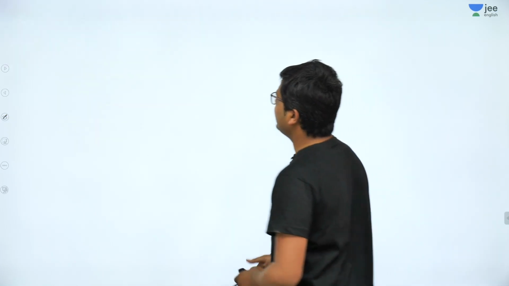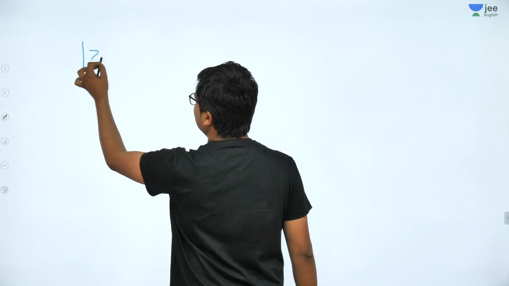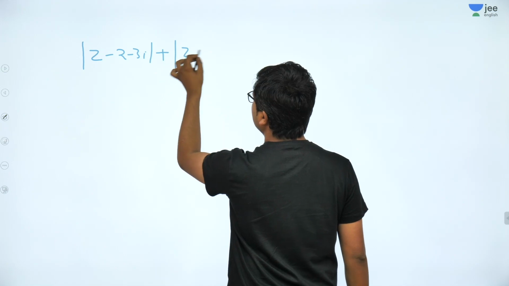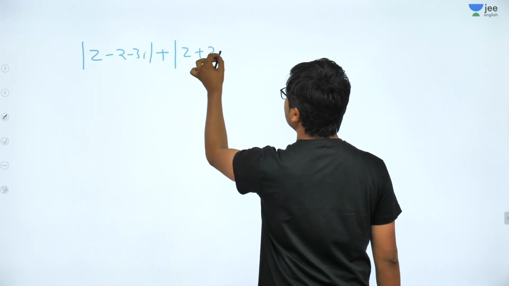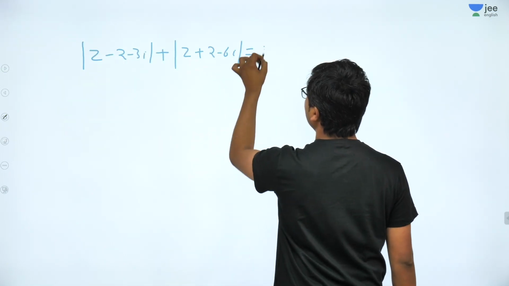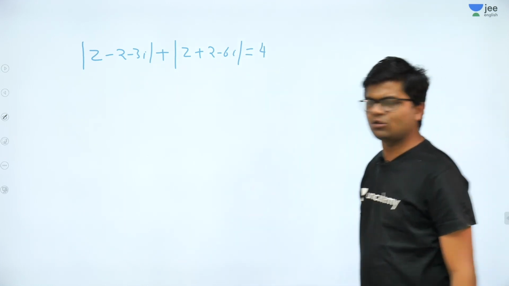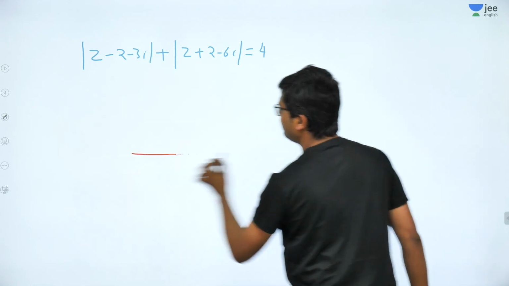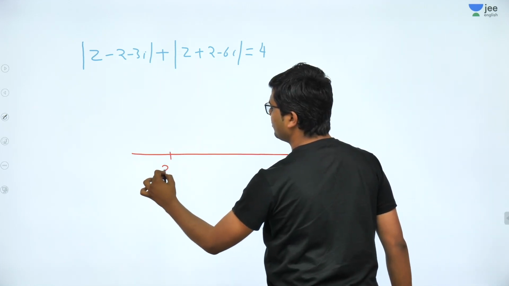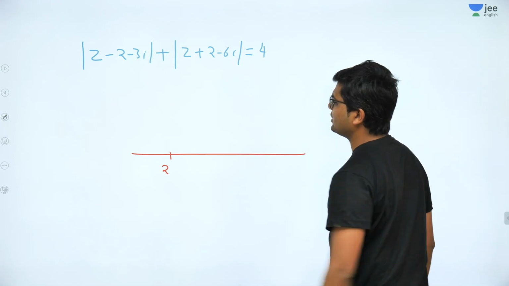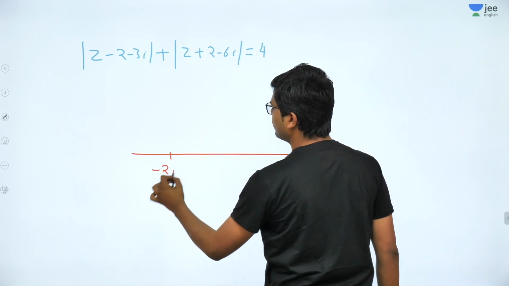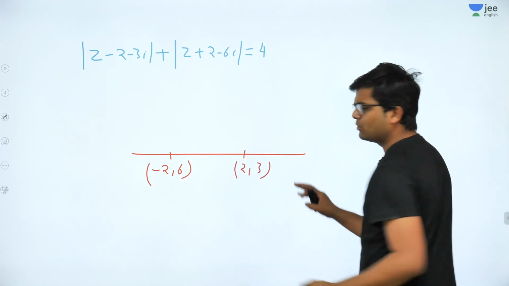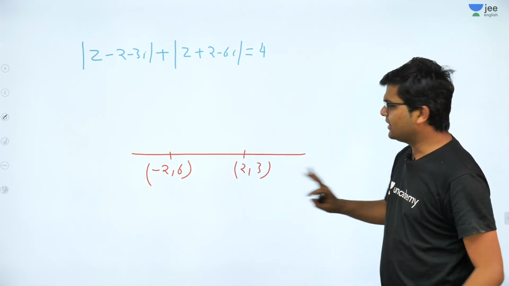So I am rewriting the equation: modulus of z minus 2 minus 3 iota plus modulus of z plus 2 minus 6 iota is given to me as 4, and I have been asked to find the locus of P, or the point z. So what I did, I plotted these 2 points. This is minus 2 comma 6, let's say, and this is 2 comma 3. This is a random geometry. I am not plotting it on the Argand plane.